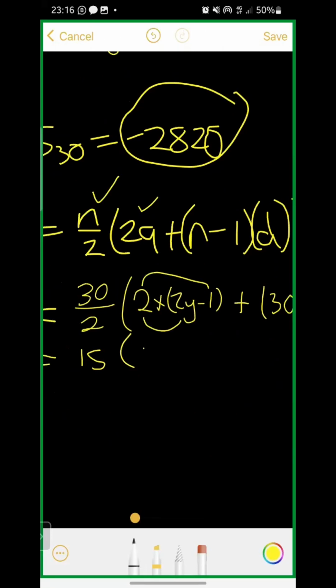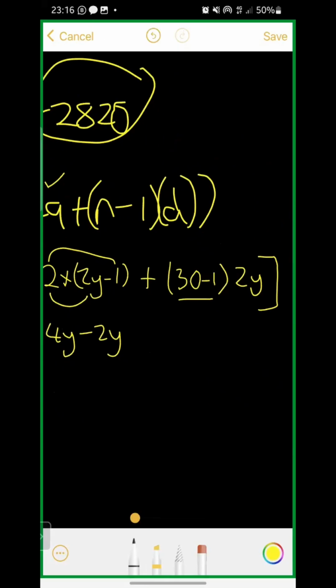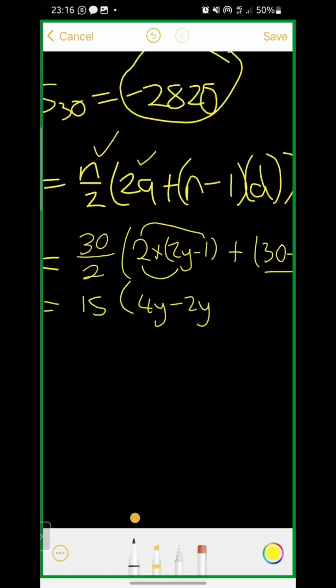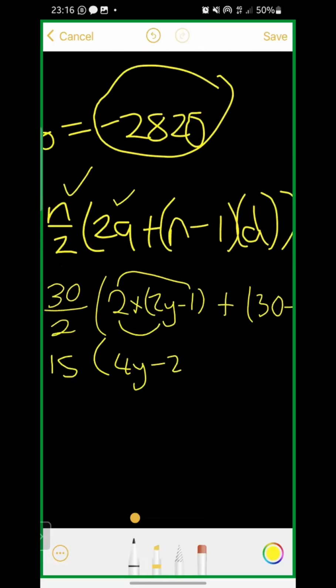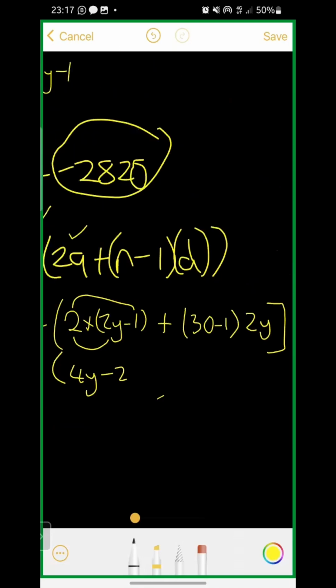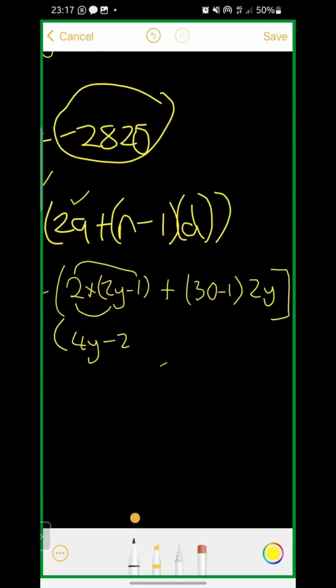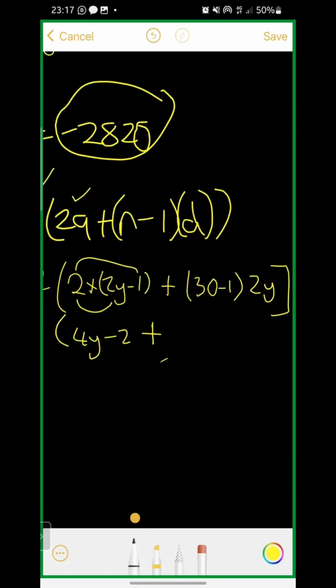So 2 into that and 2 into that gives us 4y minus 2. And then in the brackets we have 30 minus 1, so 30 minus 1 is 29. 29 multiplied by 2y, we've done this somewhere, is 58y. So then we have plus 58y.